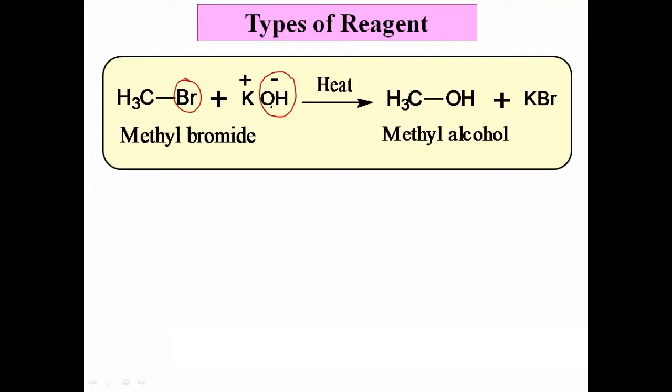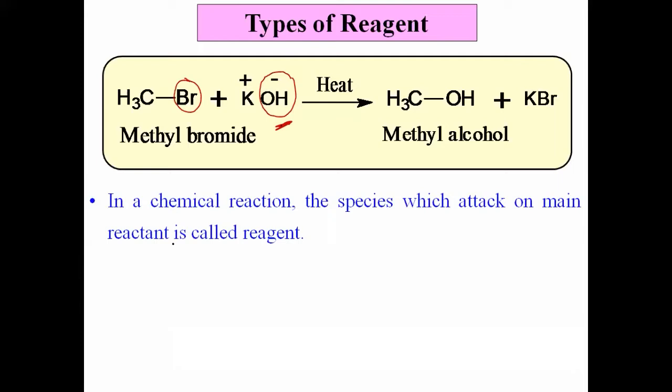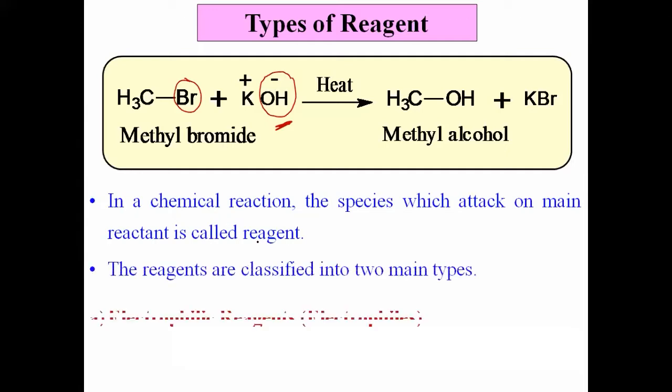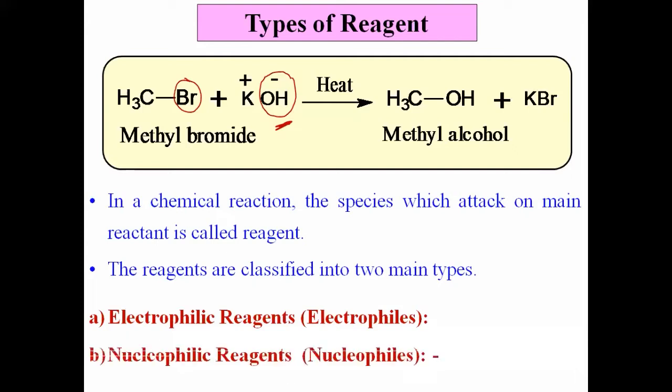In this particular reaction, that OH minus ion attacks on the main reactant, it attacks on the methyl bromide. Therefore, that OH minus ion is called the reagent. Thus, in a chemical reaction, the species which attacks on the main reactant is called the reagent. And there are two types of reagent. One is called electrophilic reagent, also known as electrophile, while the second one is the nucleophilic reagent, also known as nucleophile.